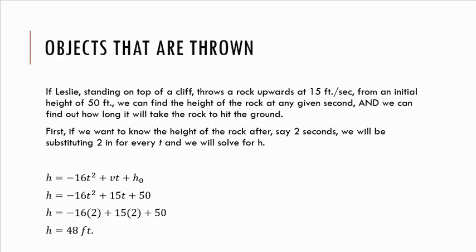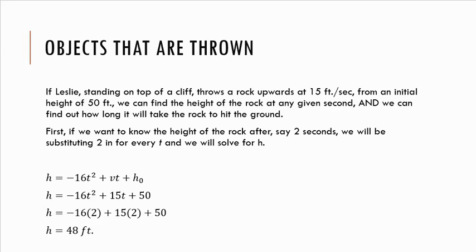We can find the height of the rock at any given second, and we can find out how long it will take the rock to hit the ground. First we're going to talk about the height of the rock at any given second. Let's say 2 seconds. We will be substituting 2 in for every t, and we will solve for h. If we want to find the height, that means we have to leave h alone because that's what we're solving for. So I should assume that somewhere in the problem it should tell me what to put in for t. Now t stands for time, so if it says 2 seconds, I'm going to put 2 in for t. That's how long the rock is in the air, and I want to find the height at that time.